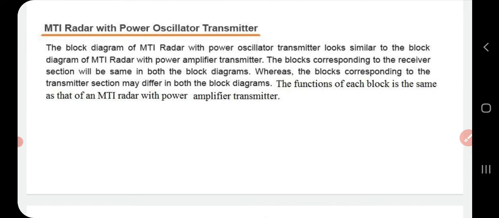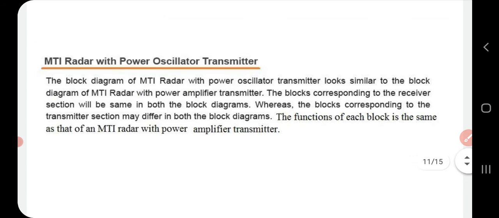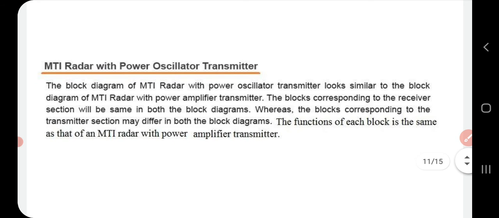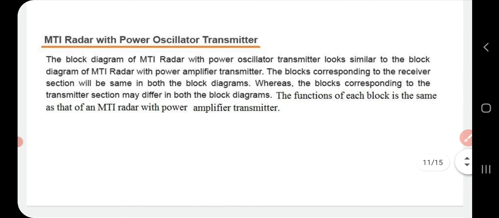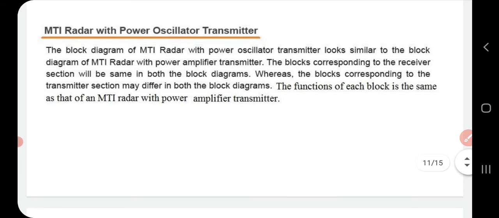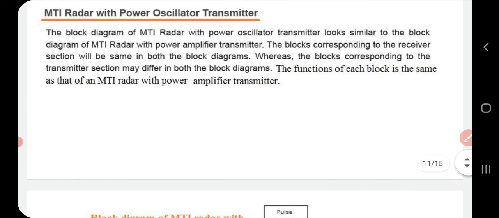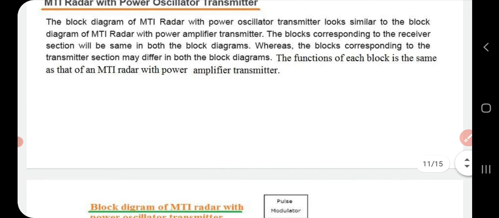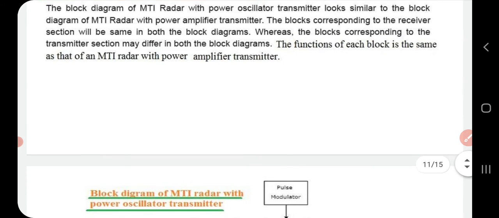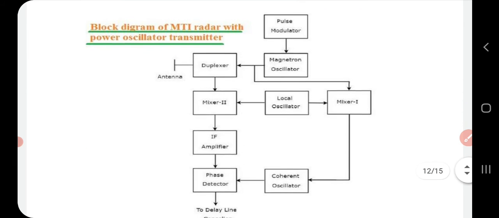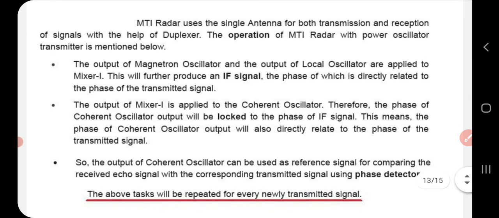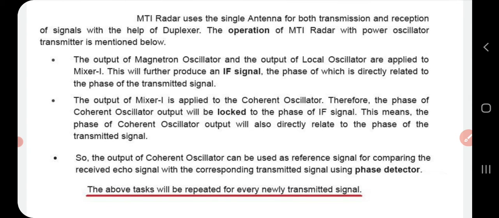Next is MTI radar with power oscillator transmitter. Its block diagram is similar to the one that we have already discussed earlier, that is, MTI radar with power amplifier transmitter, and the functions of the blocks are also the same. But there is a slight difference in the blocks related to the transmitter section. So this is the block diagram which you can go through, and this is the operation.